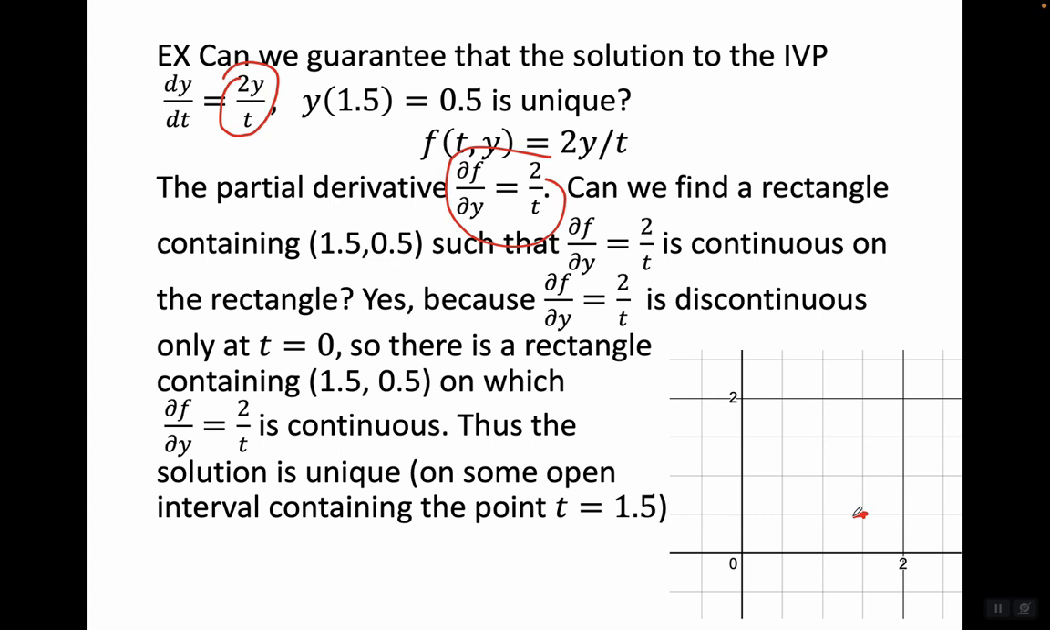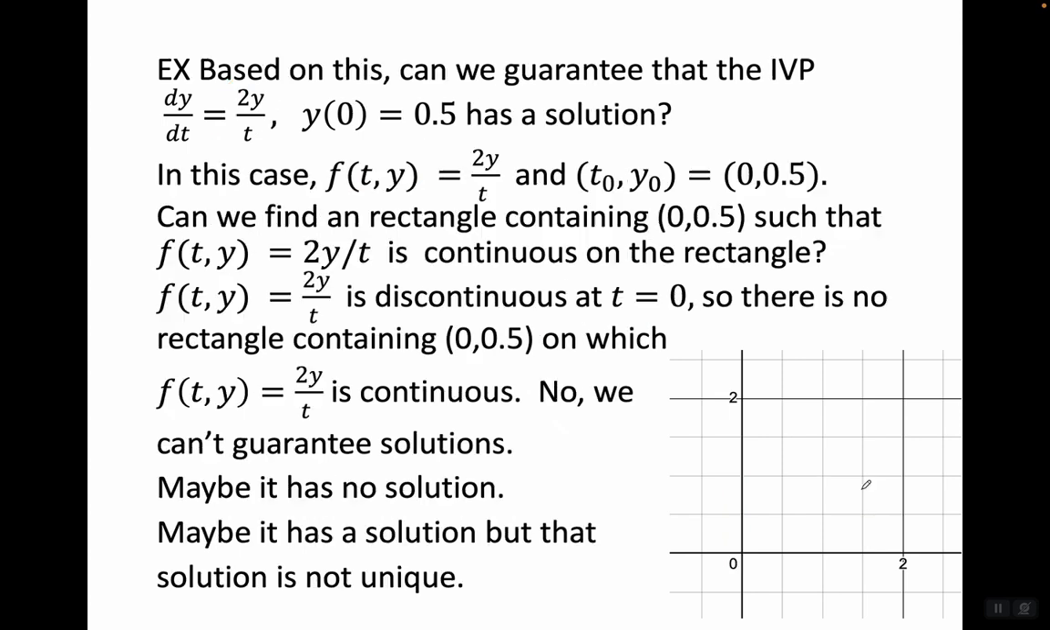Yes, because ∂f/∂y = 2/t is discontinuous only at t = 0. So this function, 2/t, is discontinuous only when t is 0. So you bet we can find a rectangle. We can find a rectangle around the point (1.5, 0.5), such that the function 2/t is continuous on the rectangle. Thus, the solution is unique on some open interval containing the point t = 1.5.